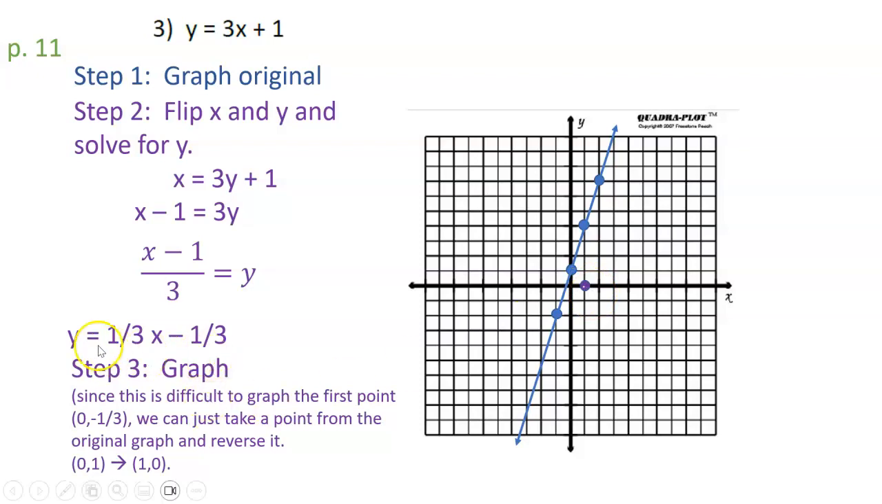And then now we can do the slope. So the slope of our inverse was 1/3. So now I can go up 1 over 3, up 1 over 3, and so on. Okay, we can go down 1, left 3. And go ahead and connect.